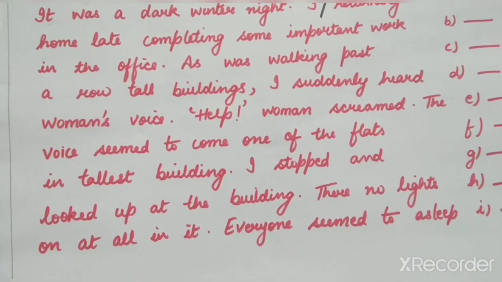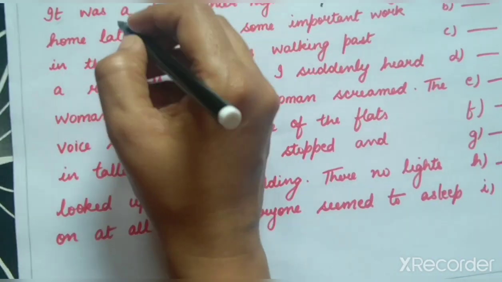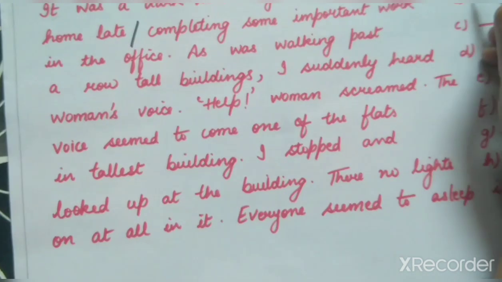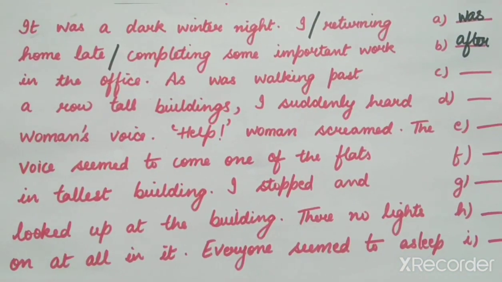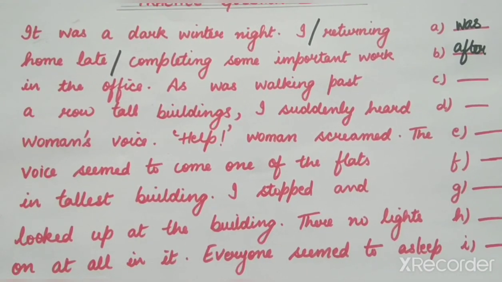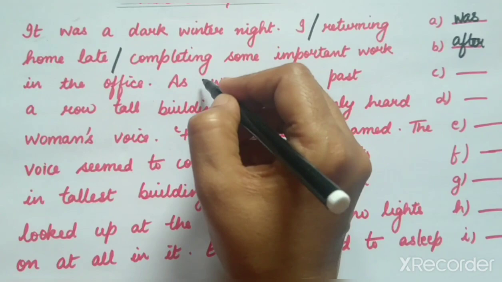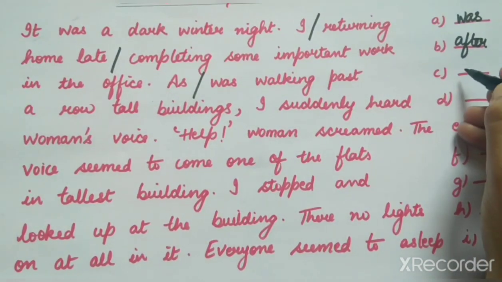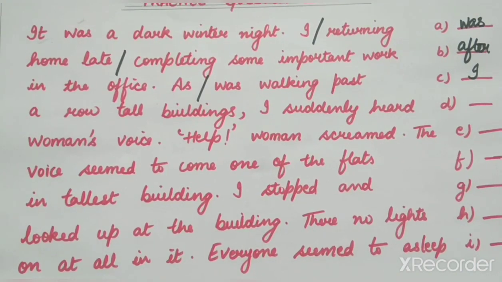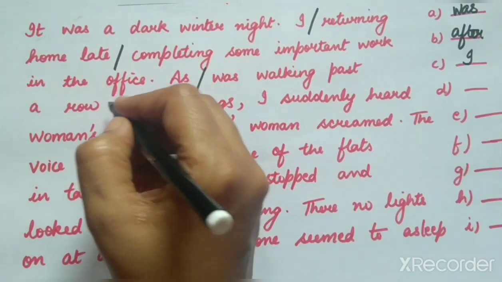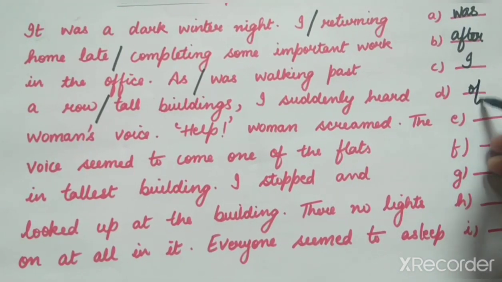Children, in the second line: "I returning home late." I was returning home late, after completing some important work in the office. "As was walking past." Here, the pronoun is missing. As I was walking past a row tall buildings. A row of, the preposition of is missing here.